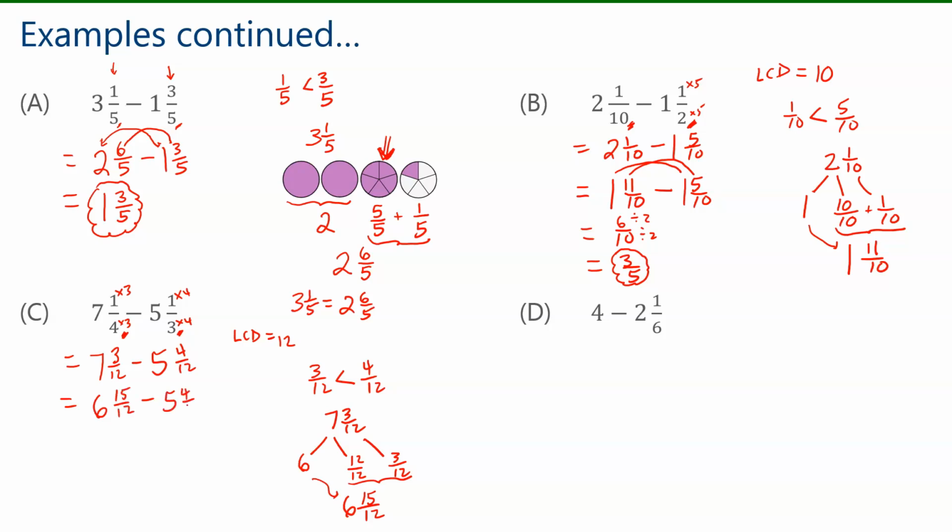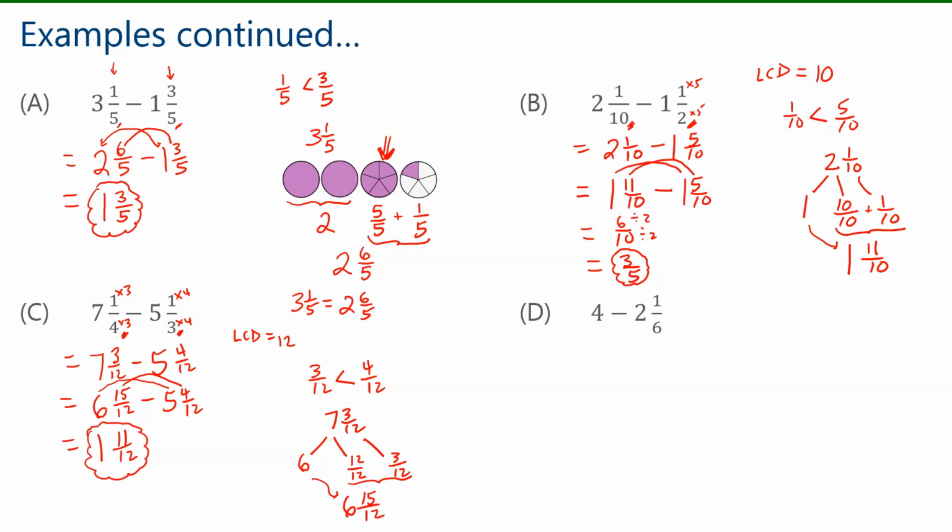Take away 5 and 4/12. Good to go. 6 subtract 5 gives me 1. 15 over 12, take away 4 over 12. 15 subtract 4 is 11. 1 and 11/12 is fully simplified.